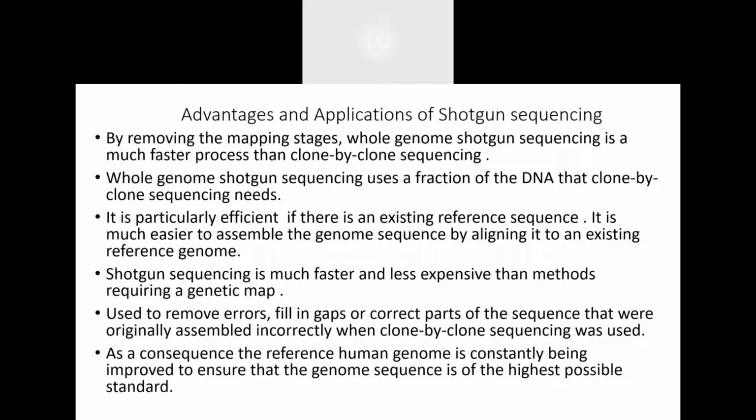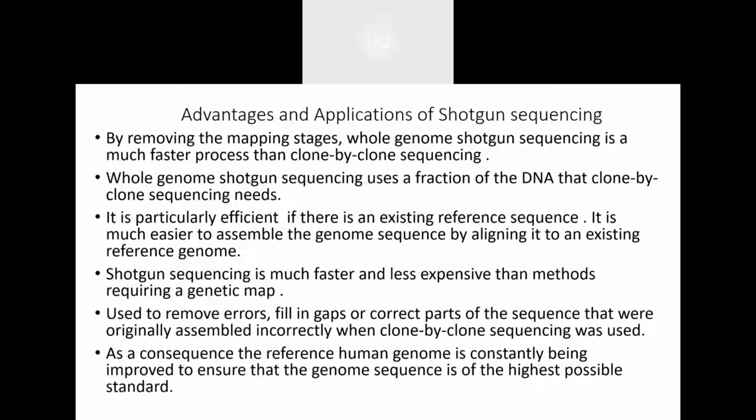Now over to some advantages and applications of shotgun sequencing. First, dealing with the advantages. By removing the mapping stages, whole genome shotgun sequencing is a much faster process than clone by clone sequencing, because in clone by clone sequencing, an entire map of a particular chromosome of the genome was made first, and then the DNA was fragmented into smaller fragments, and then it was sequenced.